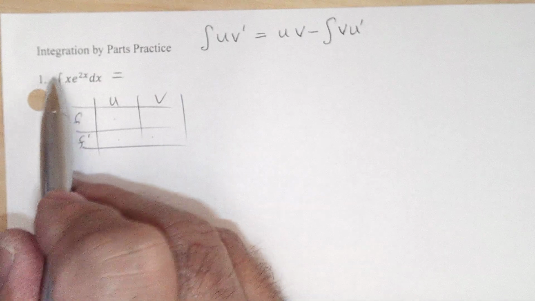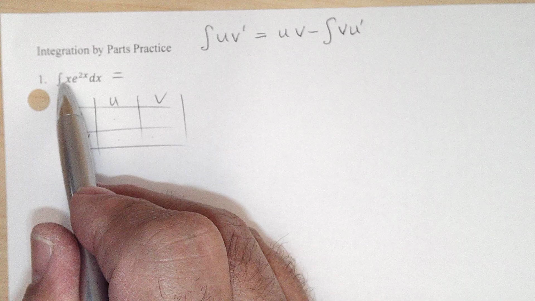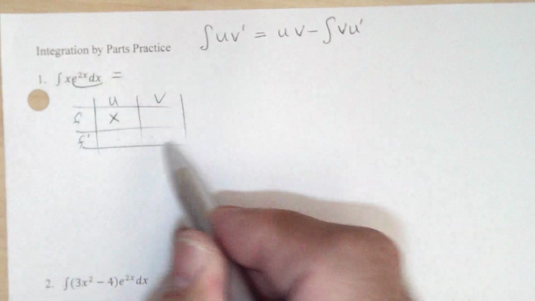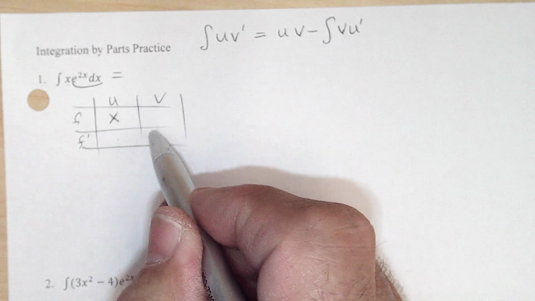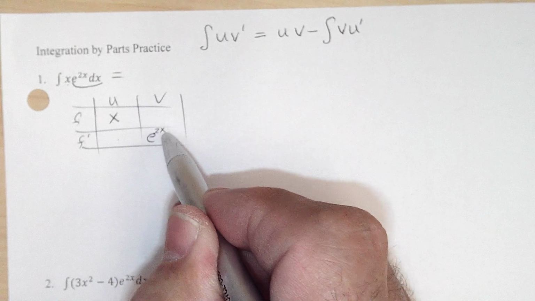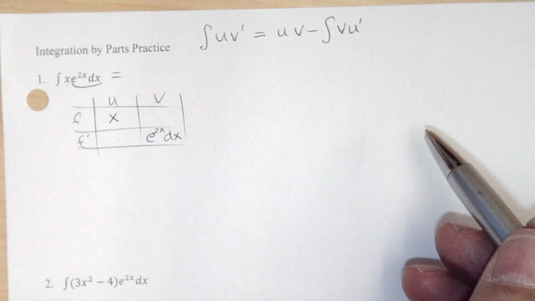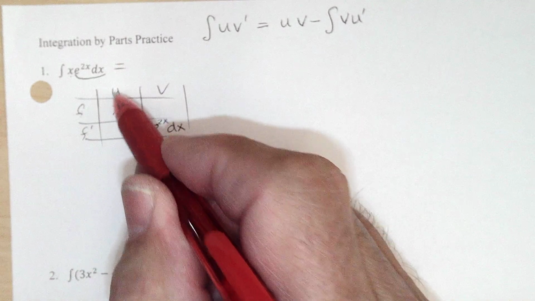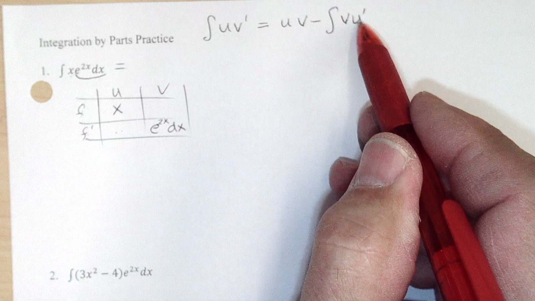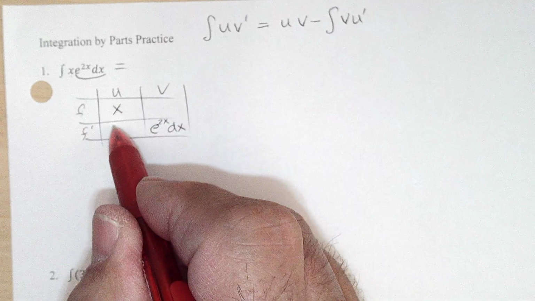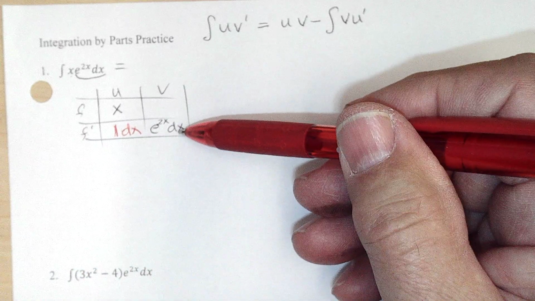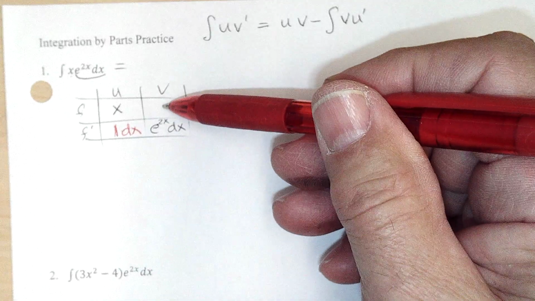So I'm going to let X be U, and the rest of this is going to be the derivative of V, e to the 2x dx. And so then I need to find the derivative, U prime. It's going to be the derivative of x, which is 1 dx. The antiderivative, because this is the derivative, so I got to go back.